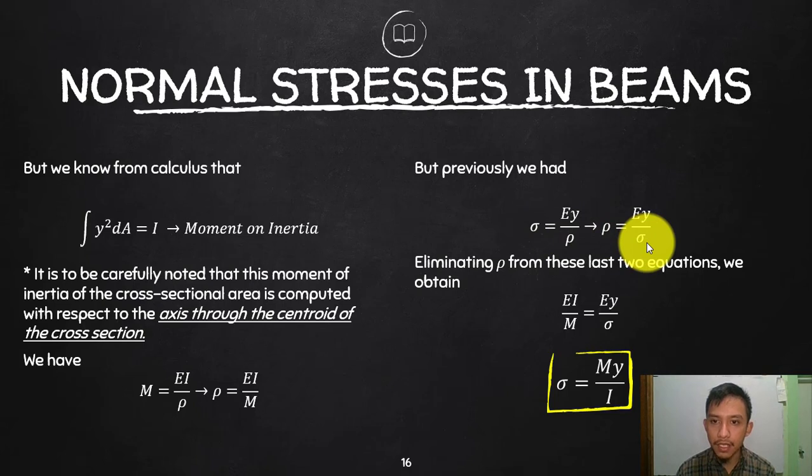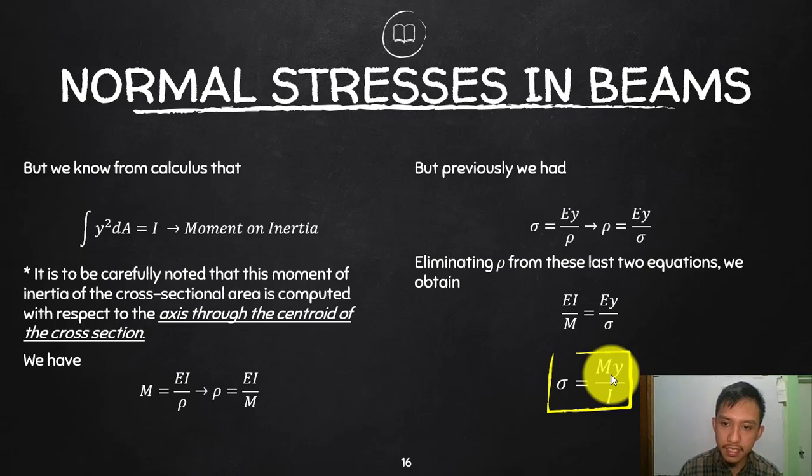And then now, for us to eliminate that rho, let's try to equate these two equations. Rho is equal to rho, so you will end up with EI over M is equal to Ey over sigma. And then the E and E, your Young's modulus, will cancel each other. So now you are left with I over M equals y over sigma, and then rearranging, you will have sigma is equal to My over I. So what does that mean? What is sigma again? That is the stress.